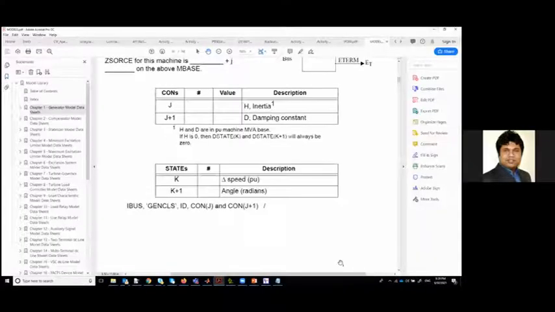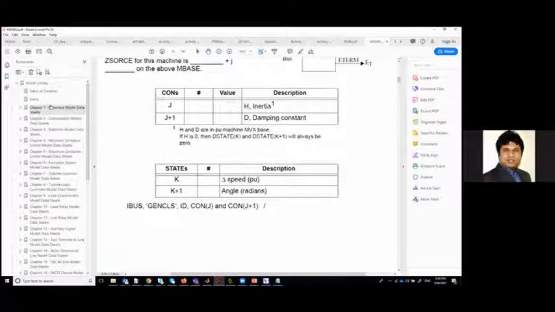Let's go to the second generator. As this is a classical generator, usually each generator will have a generator model, exciter model, and governor model. And if they come with a stabilizer, we need to put a stabilizer model as well. But let's say Gen CLS doesn't have anything. It's just an infinite bus.